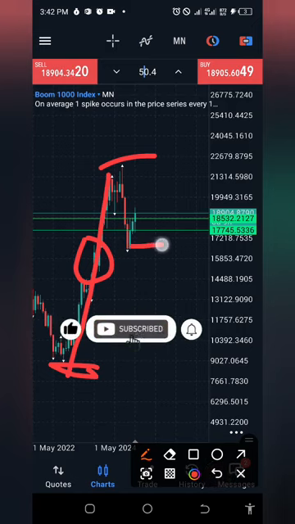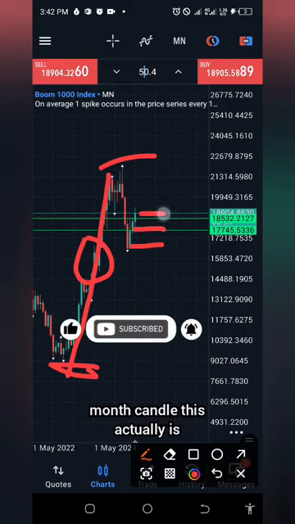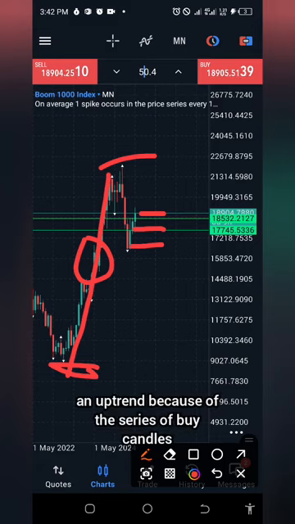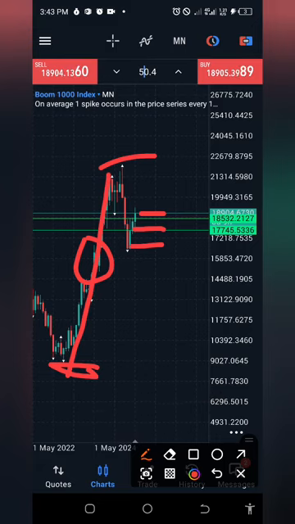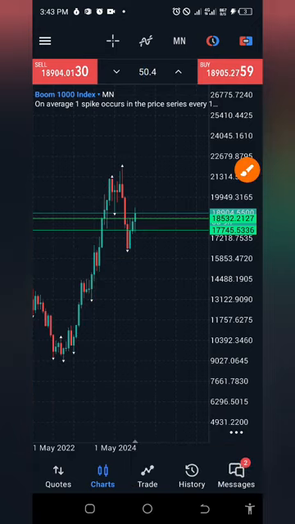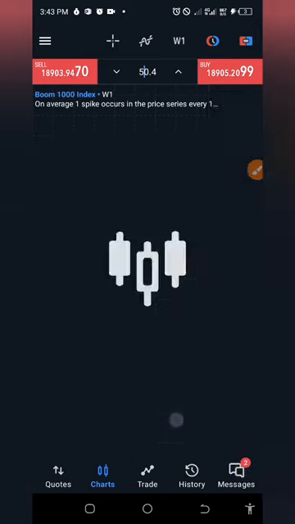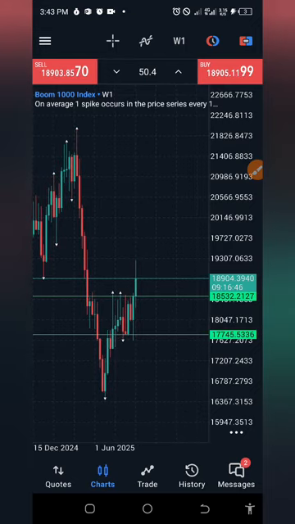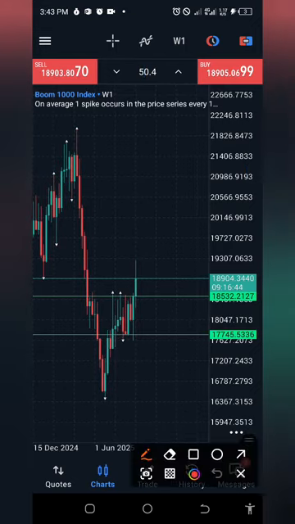This is a month candle. So guys, this actually is an uptrend because of the series of buy candles that are just forming serially. You understand? So that's an easy way to know an uptrend. So we go to week one and we can see that we had a series of buy candles.